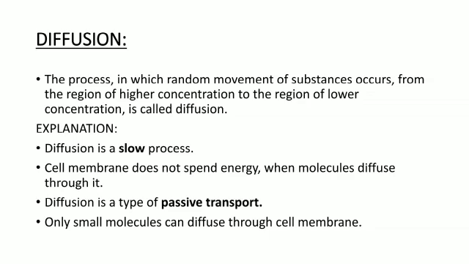So dear, diffusion is a type of movement, a type of transport in which the movement of substances occurs from regions of different concentration. For example, we say that diffusion is a process in which the random movement of substances from the region of higher concentration to the region of lower concentration is called diffusion.